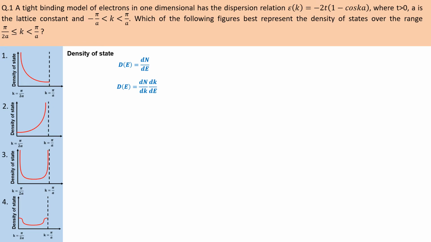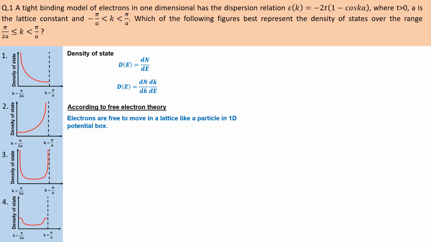Now the problem is that the value of dk by dE in this relation can be calculated from the given dispersion relation, but we have no idea about the value of dN by dk. For this, we need to understand the behavior of electrons in a lattice. Several theories have been given to explain this behavior. One of them is free electron theory. According to this theory, electrons move freely in the lattice, like a particle in a 1D box.